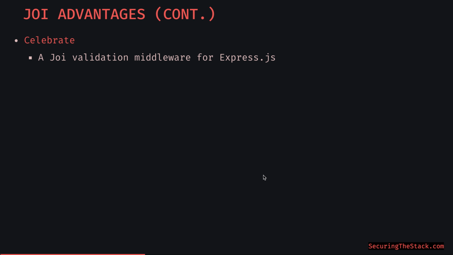Another Joi advantage, and something you want to look for in an overarching input validation library, is whether there is any middleware that can wrap the input validation library, so it would be very easy to integrate into your API. Joi has this, and it's called Celebrate. This individual went ahead and created it, and it's awesome. It's a Joi validation middleware for Express.js.